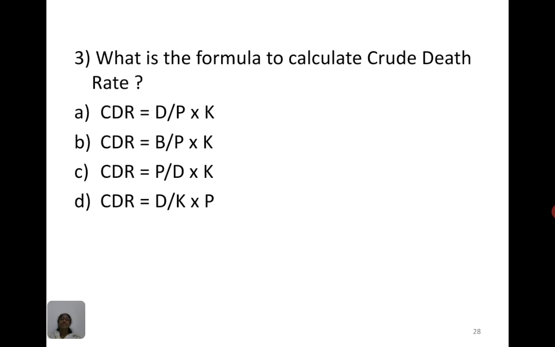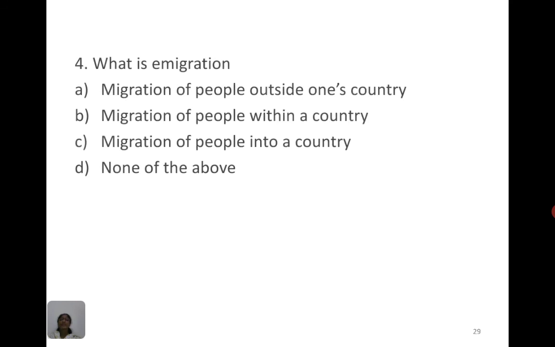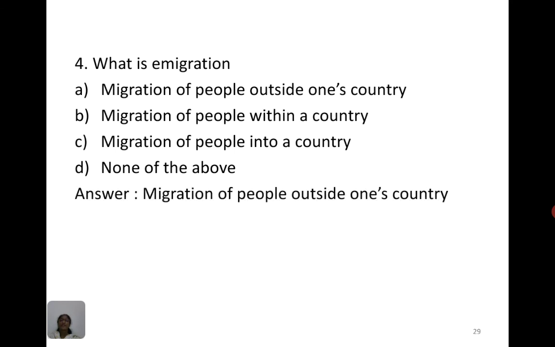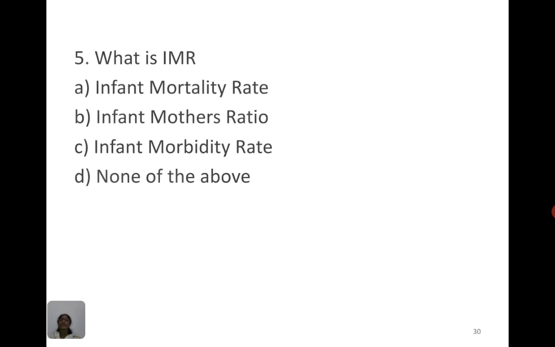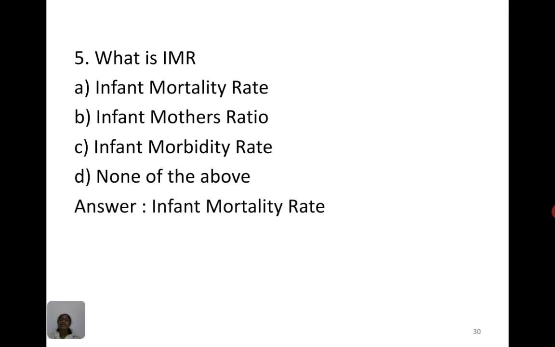What is the formula to calculate crude death rate? Answer is CDR is equal to D by P into K. What is emigration? Migration of people outside one's country. What is IMR? Answer is infant mortality rate.